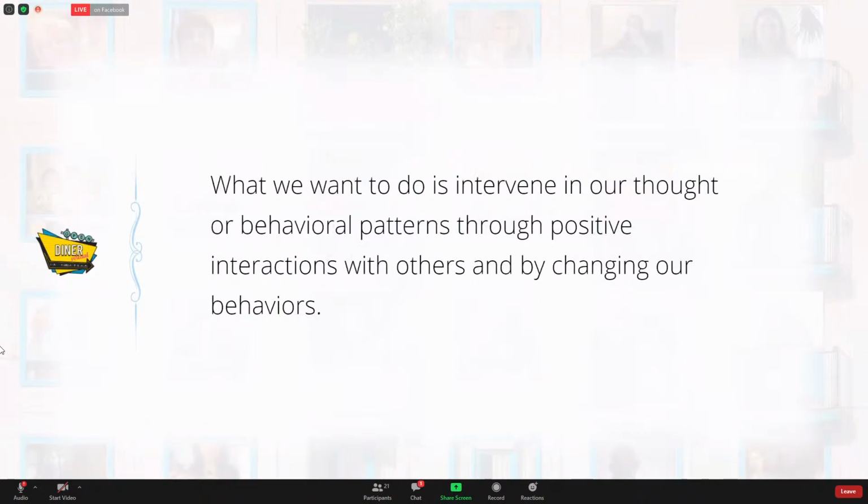The second point is that we want to intervene in our thoughts or behavioral patterns through positive interactions with others and by changing our behaviors. If we change the level of our thoughts or our interpretation of reality, we will feel differently. As a result, we will act differently. Then we can in turn change the way we think about ourselves.